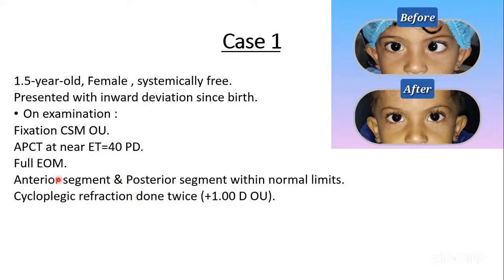Okay. If the anterior and posterior segments are normal, but the cycloplegic refraction revealed +4, +5 diopter hyperopia, what is the diagnosis? Refractive esotropia, accommodative esotropia.